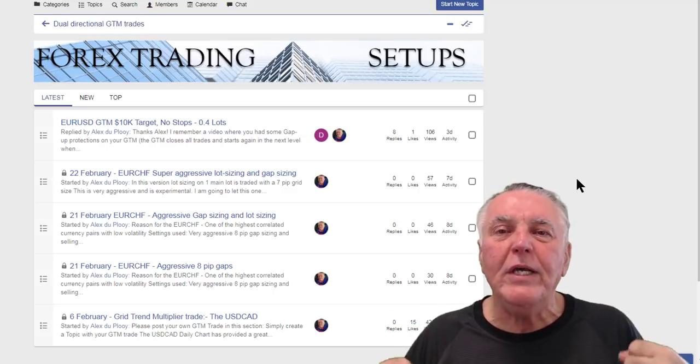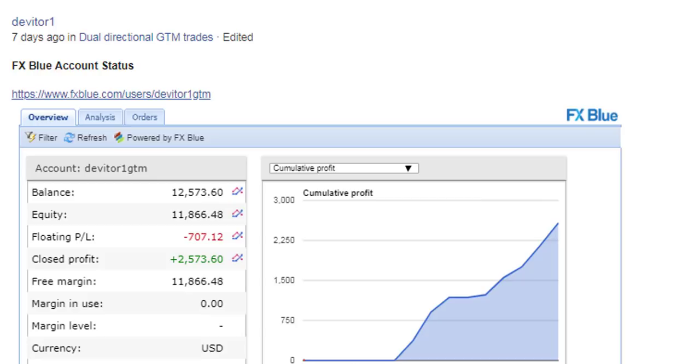So I'm going to take you through some of these settings. This trader started with $10,000 and has made almost $1,860 from his trading so far. He's trading the Euro USD with a 15 pip grid size and a lot size of 0.4, and all of that I'll explain a little bit later, but you can see that the gains have been very good using this particular strategy. So let's move on to the next one.